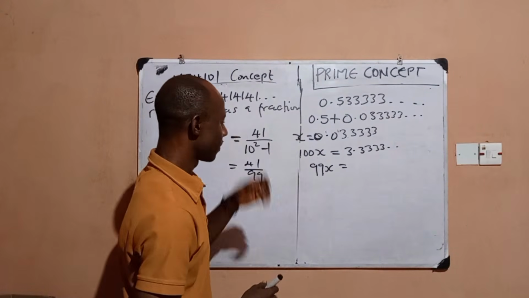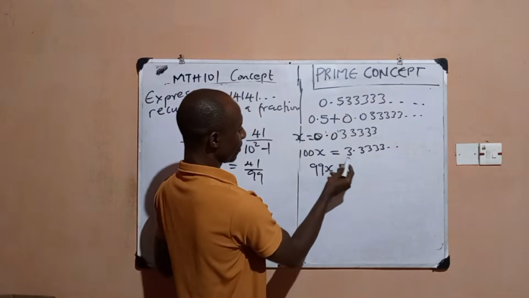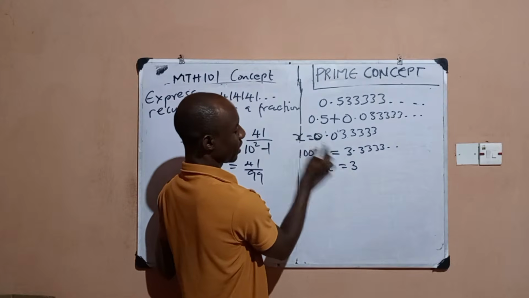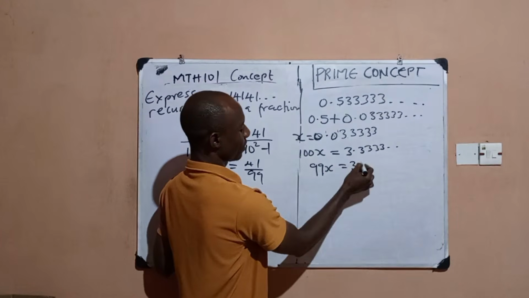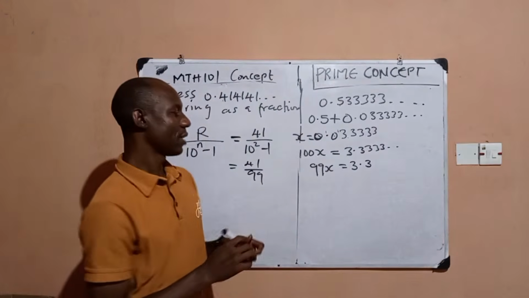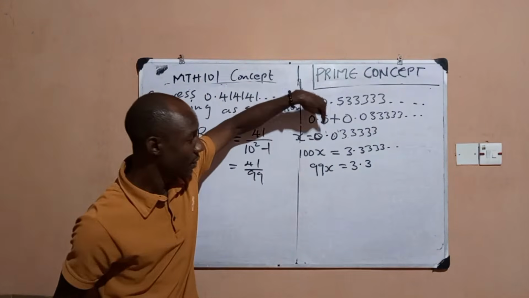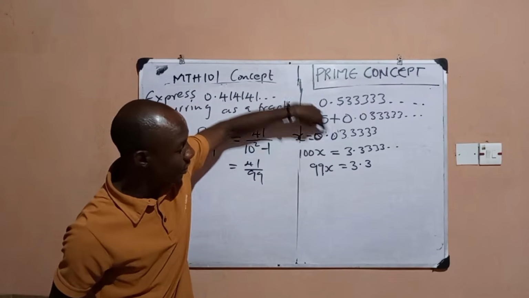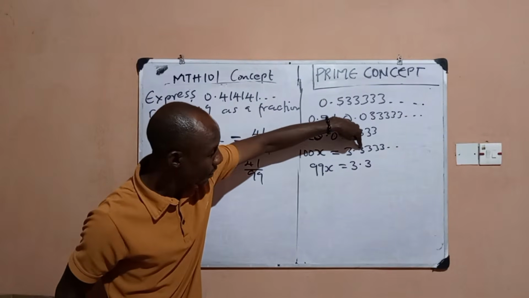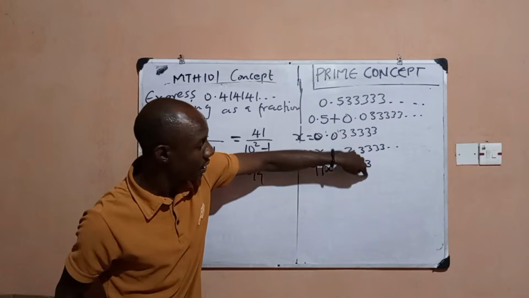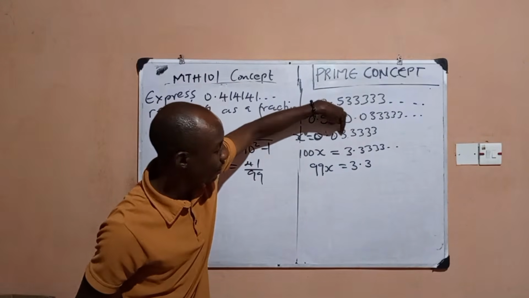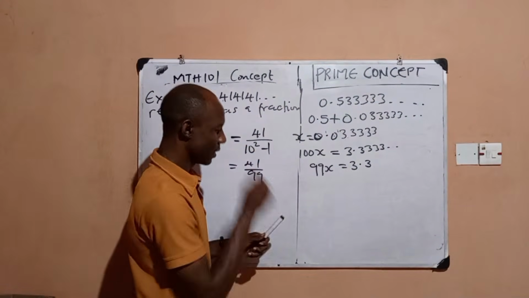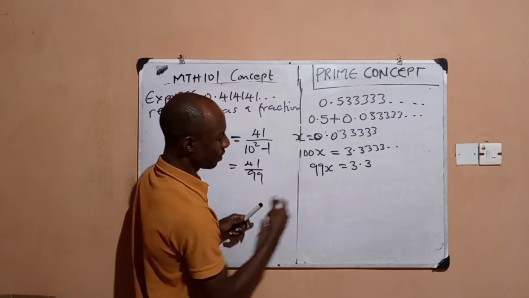What is it going to give me? 3 minus 0 is 3. 3 minus 0 again is 3. Then every other 3, this 3 minus this 3 is 0, and so on like that. You understand what I did? So if you do this, now, what do we have?